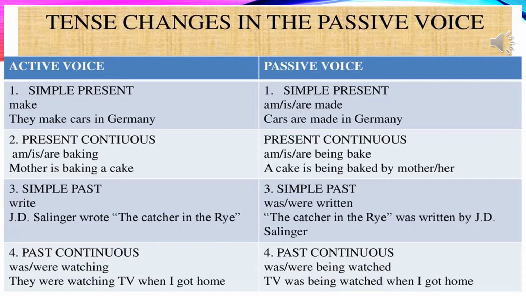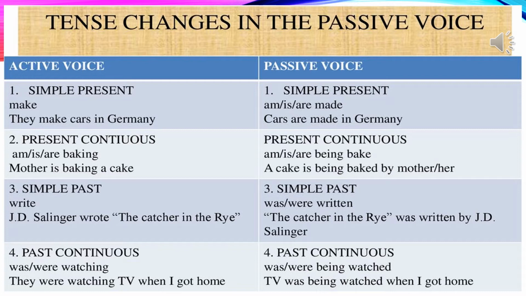Now let us see the tense changes in the passive voice. First one, simple present tense. You know the format of simple present tense: subject plus V1 or V5 plus object. How is it changing in passive voice? Let us see. See the first example. They make cars in Germany. It's a sentence in simple present tense. How is it changed in passive voice? Cars are made in Germany. Here we can use subject plus is or am or are plus V3 form or past participle form of the verb.